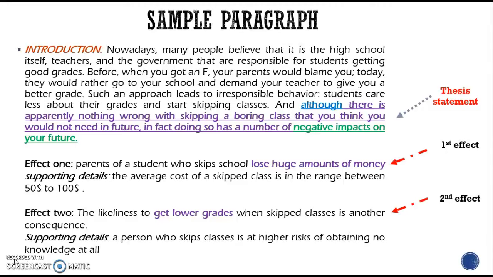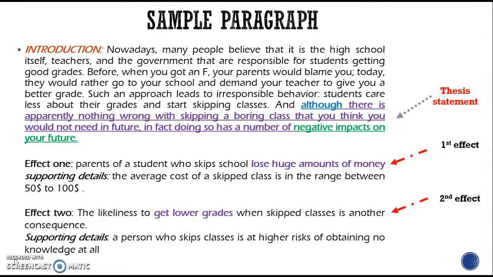Effect number 1. Parents of a student who skips school lose huge amounts of money. Supporting details. The average cost of a skipped class is in the range between $50 to $100. Effect number 2. The likeliness to get lower grades on skipped classes is another consequence. Supporting detail. A person who skips classes is at higher risks of obtaining no knowledge at all.